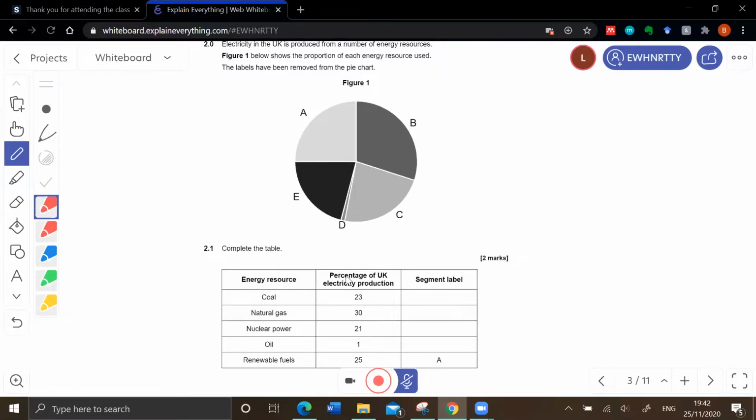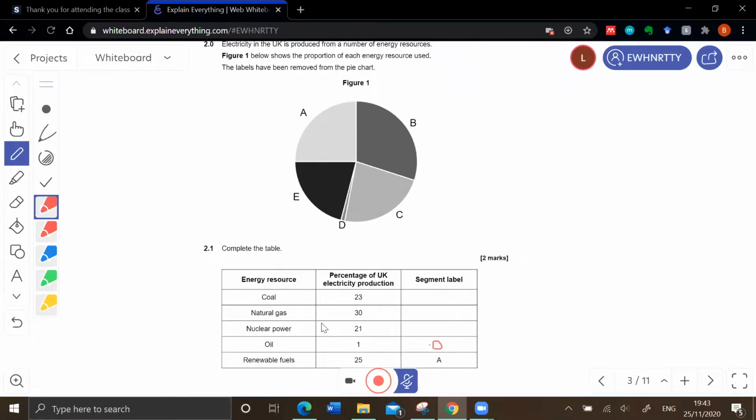Okay, so percentage, it's out of 100. People go, oh, I don't know, but percentage means out of 100. So A is a quarter, 25 out of 100 is a quarter, so it's A. Okay, so we know that. Let's look at the smallest one. So oil, 1%, so it must be D.